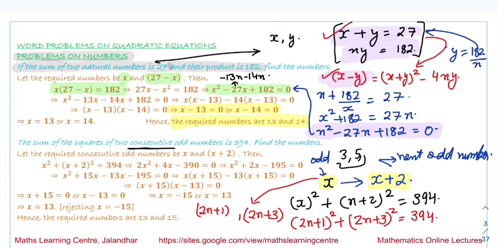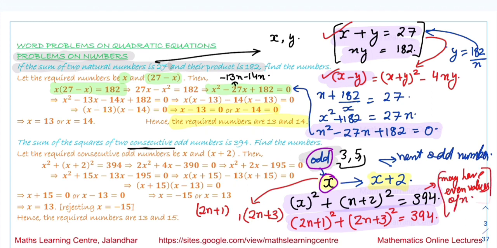On solving both these equations, you will get the same answer for the numbers. In this case the value of x will be the required number if it is odd, but we have to check in the end whether we are getting x as odd or not, because this quadratic equation when you solve it may have even values of x.